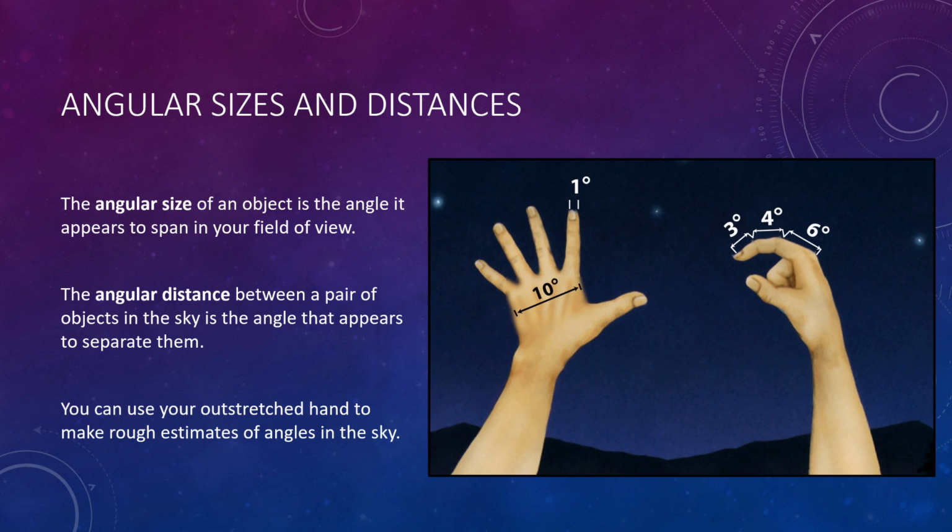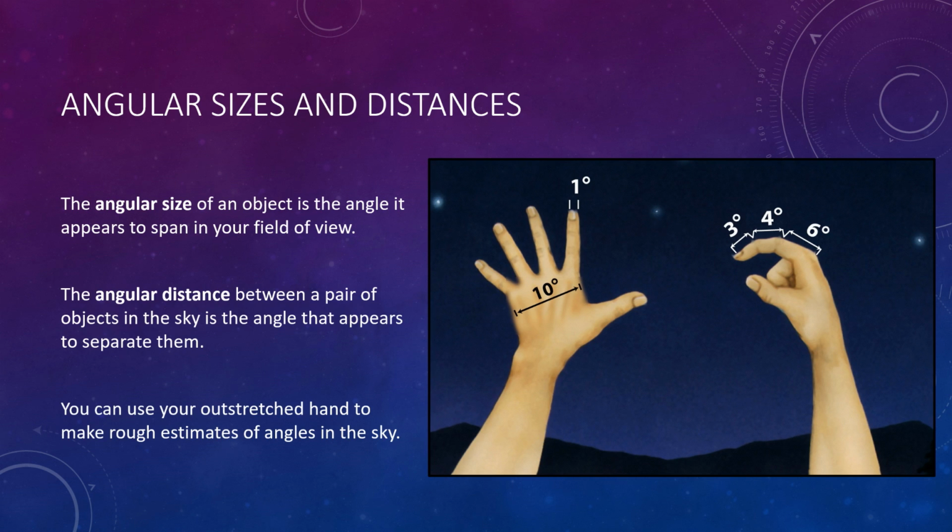So you can actually use your outstretched hand to make rough estimates of angles in the sky. This is something really neat. You don't actually need a protractor or anything crazy like that. You don't have to hold up a protractor to the sky. This works for anybody that's not trying to do precise measurements, but if you take your hand and extend it to arm's length, so just stretch out your arm all the way and hold up your hand, you can use your hand to come up with a couple angles.